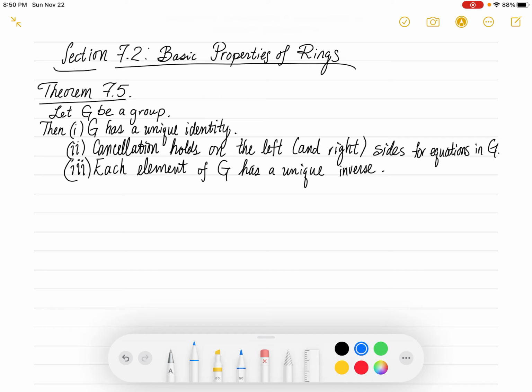Number two, for equations within G, there's a cancellation property. It works on the left side and on the right side of equations. And number three, every element of G has a unique inverse. So we knew already every element had an inverse, but those inverses are always unique. There's only one inverse for every element.